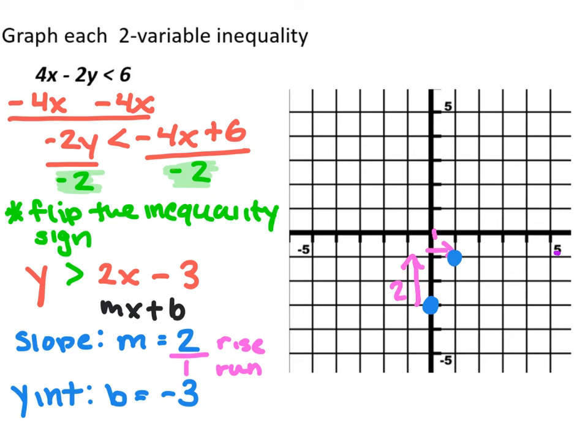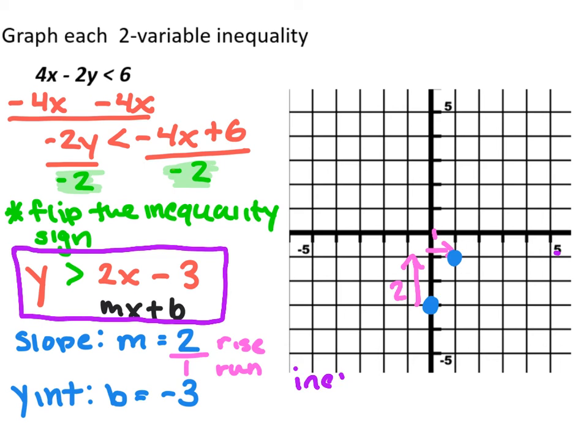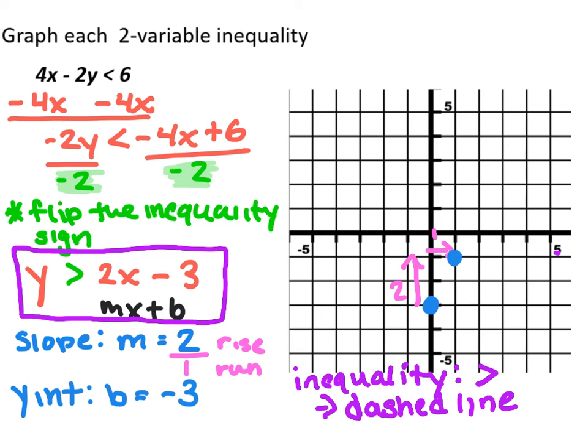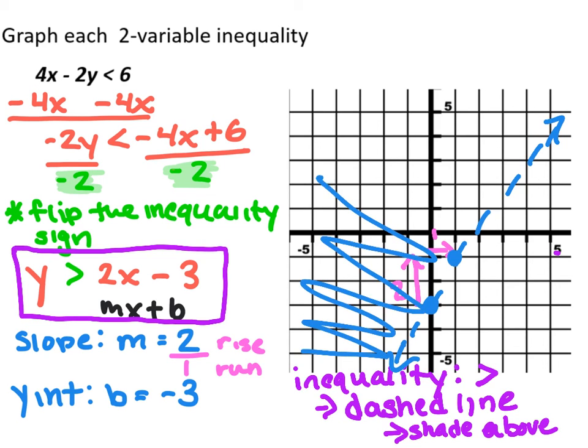Now we need to figure out the rest of the graph. So if I look back at the inequality that I'm using to graph, my inequality sign is greater than. So this tells me first that I'm going to have a dashed line that I can draw in, and then it also tells me that, since it's greater than, I'm going to shade above. So I'm going to shade everything above the line on my graph.